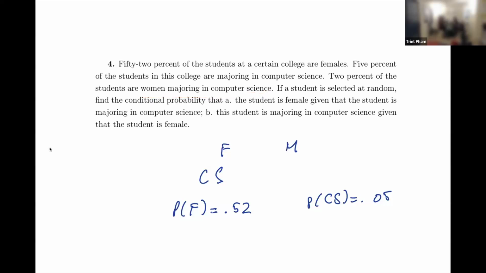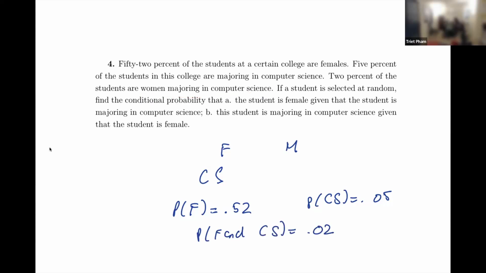How do we parse this statement? Probability of F and CS is 0.02. Correct. This is F and CS. It's not any given.